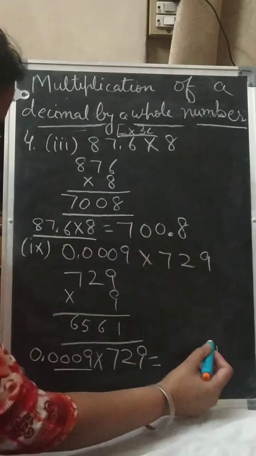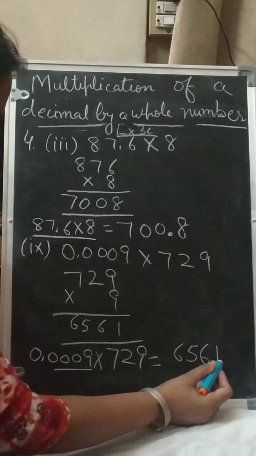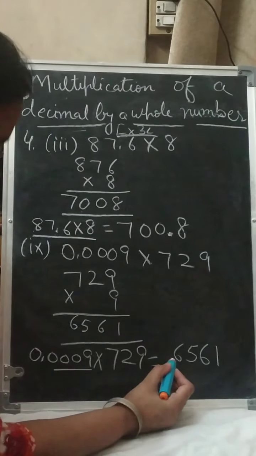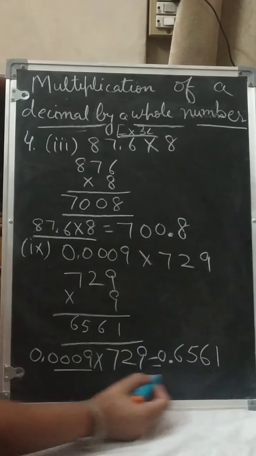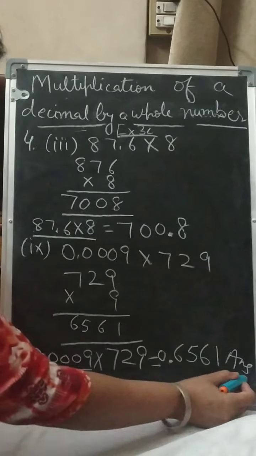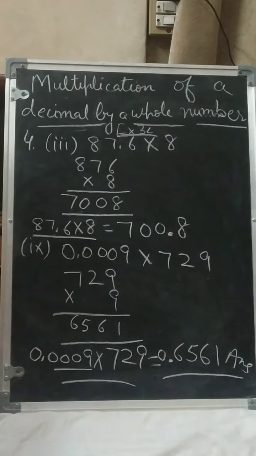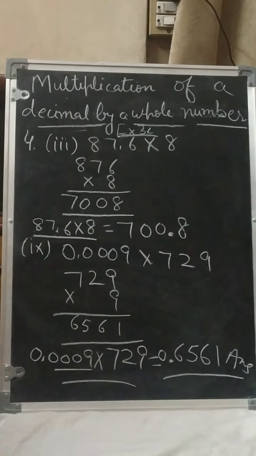So in the answer also, you will count 1, 2, 3, 4. After 4 digits, you will put the point here. And the starting 0, you can write yourself and this will be your answer. So this is very simple and the other parts you complete yourself.